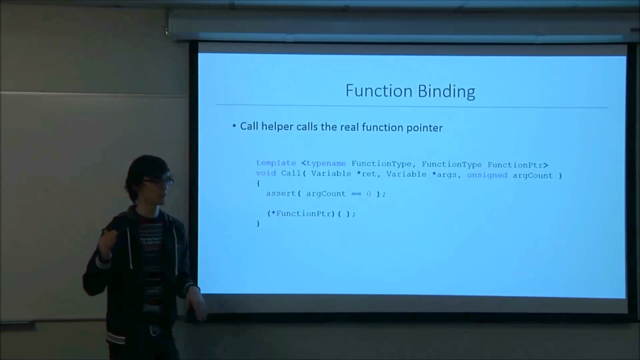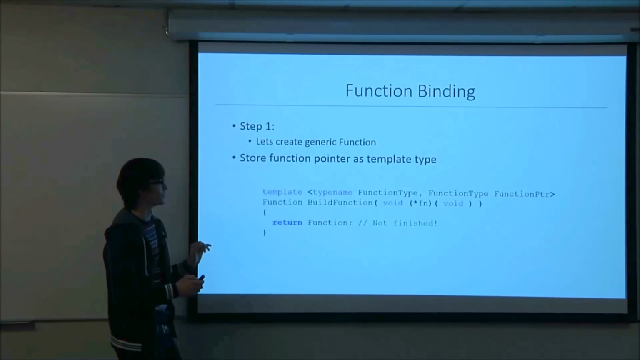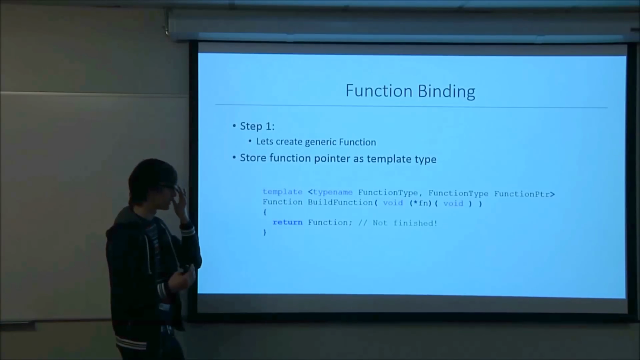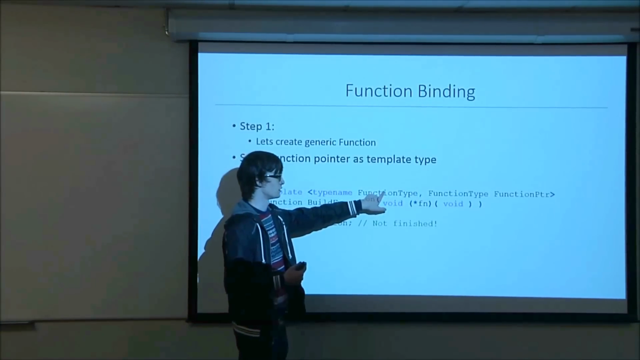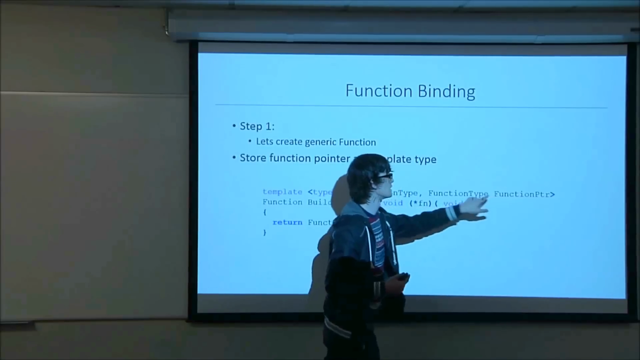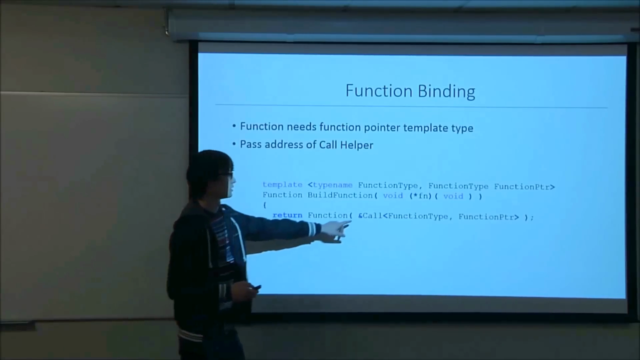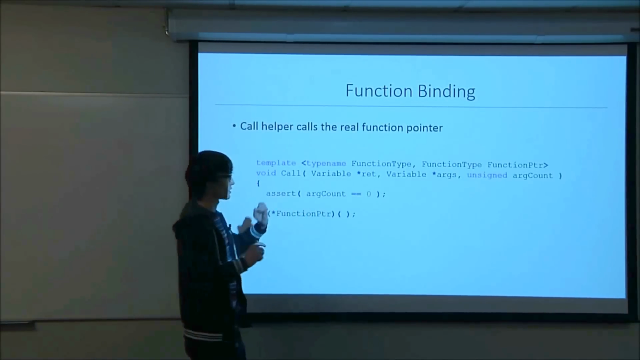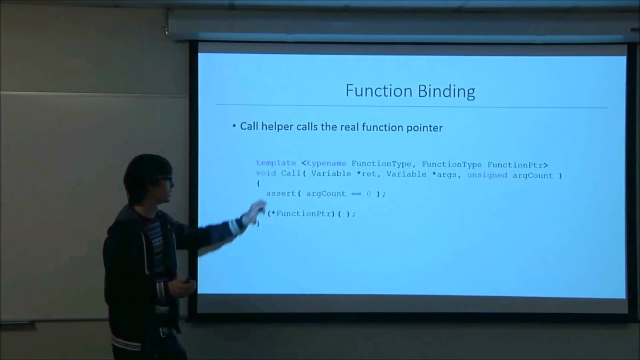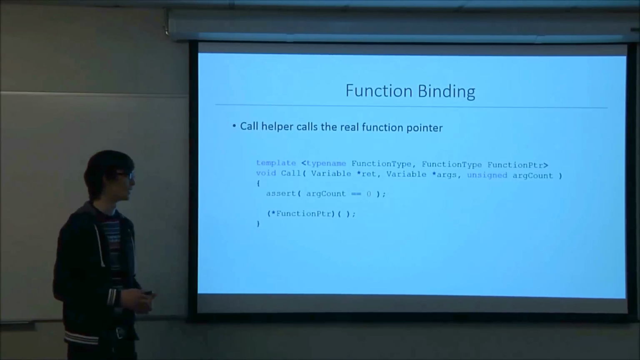So you forward the type to the helper. I'm going to go through the flow of this. So I went back a couple slides. You call build function. You pass in your function here and here as template parameters. Those get forwarded to the helper. The helper is given to the function. When the function is called with the call operator, it calls the helper. And then the helper finally calls the actual function pointer.